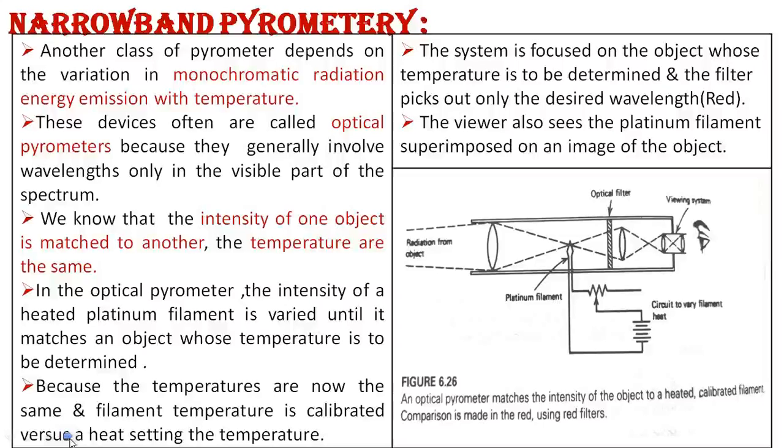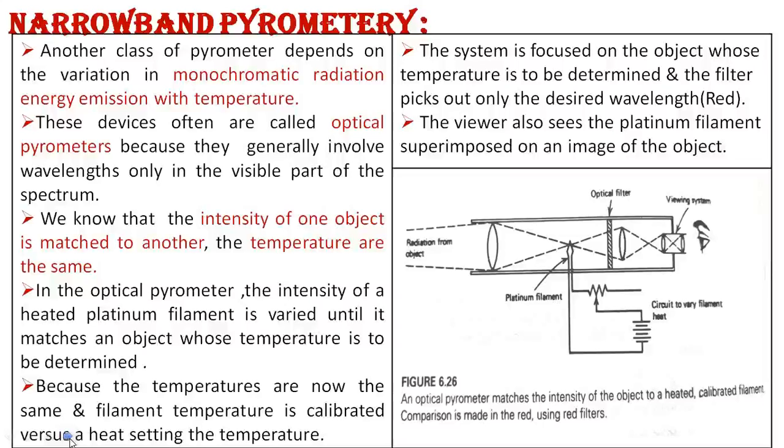In the optical pyrometer, the intensity of a heated platinum filament is varied until it matches an object whose temperature is to be determined. Because the temperatures are then the same, and the filament temperature is calibrated versus a heat setting, we get the temperature. The system is focused on the object whose temperature is to be determined. The filter picks out the desired wavelength, that is the red. The viewer also sees the platinum filament superimposed on the image of the object. So that is the construction of the narrowband pyrometer.